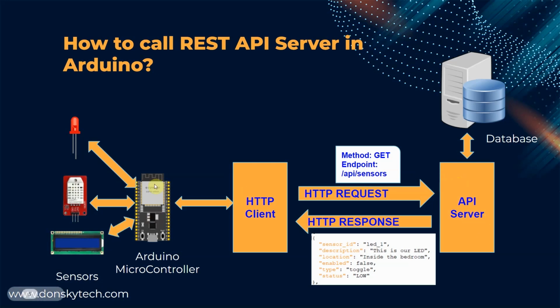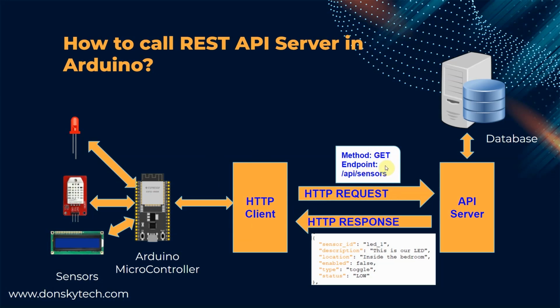which means that our Arduino microcontroller needs to send an HTTP request and handle the returning HTTP response from our API server. To be able to easily do this from any Arduino-based microcontroller, such as the ESP32 or ESP8266, we can use the HTTP client library to send for us the request and the response object. Using HTTP client, we would send an HTTP request with a specific method to a REST API endpoint.